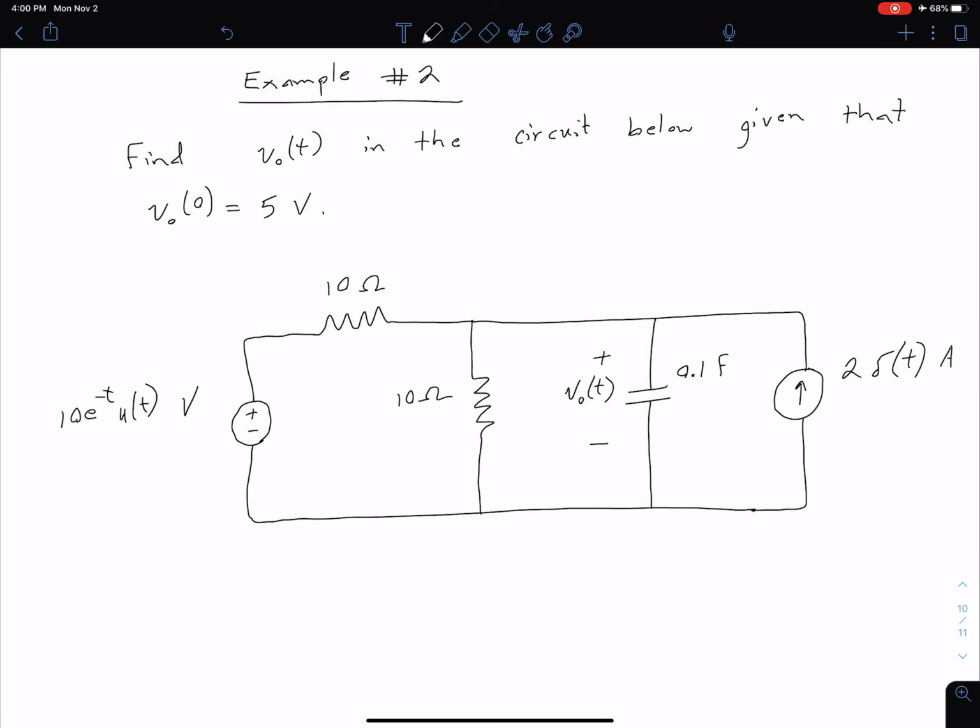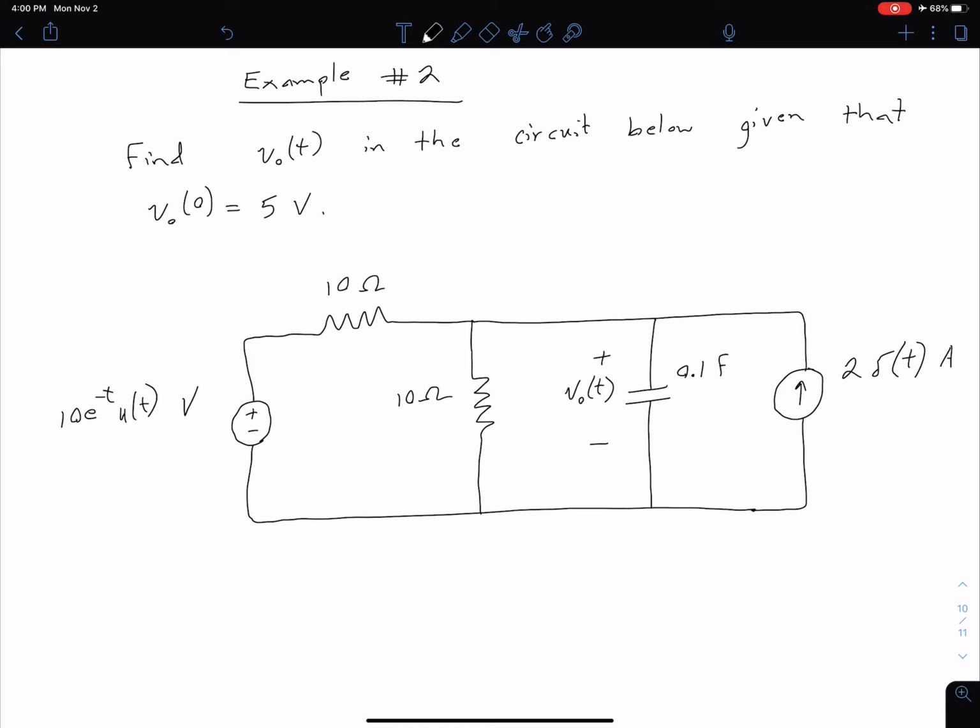Let's look at another example. In this circuit, we again want to find a V0 of t, but now we're given that the initial value of V0 is 5 volts. So V0 at 0 is 5 volts, and we see that is our capacitor voltage.